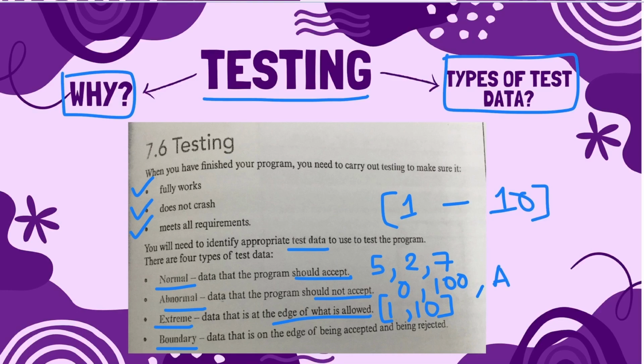And then boundary, data that is on the edge of being accepted and being rejected. An example of boundary data would be 0, 1. Boundary data always comes in pairs, right? So it's two numbers always, or two letters, or two alphabets, something like that. So it's either 0, 1 or 10, 11, because these numbers are both accepted and rejected at the same time.